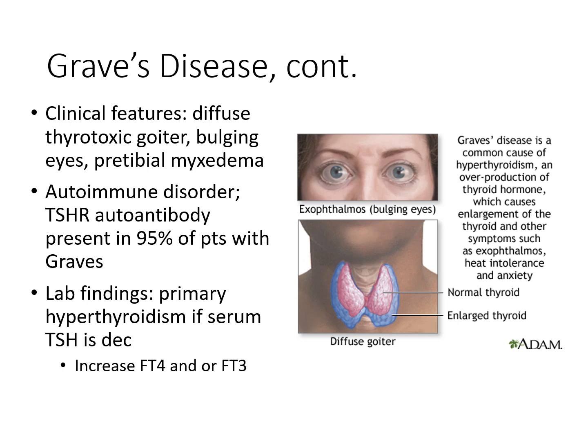So Graves' disease, like I mentioned earlier, is an autoimmune disorder. This is characterized by the presence of TSH receptor autoantibodies in about 95% of patients. These autoantibodies will stimulate the thyroid gland and it will produce excessive thyroid hormones.